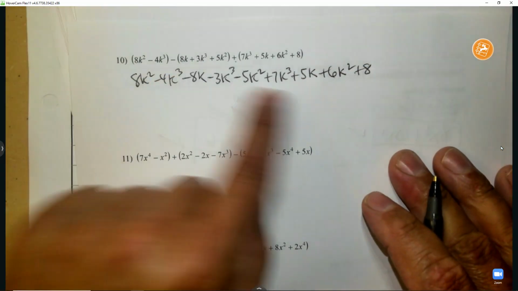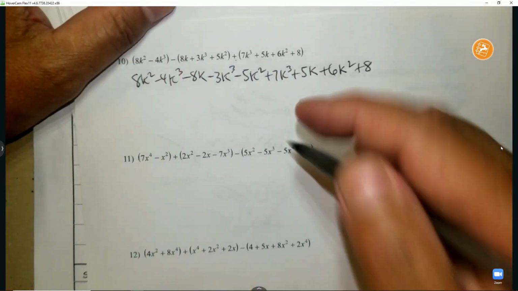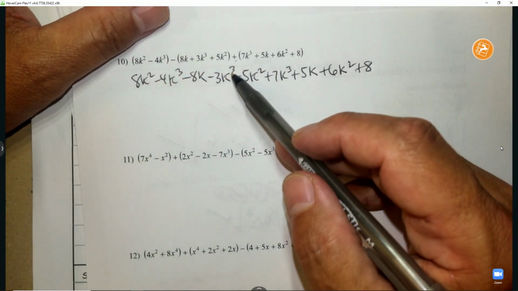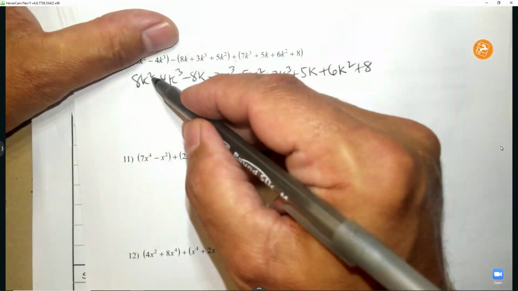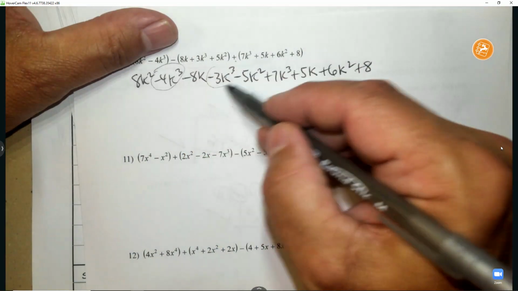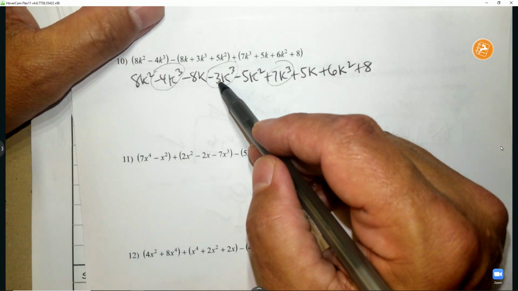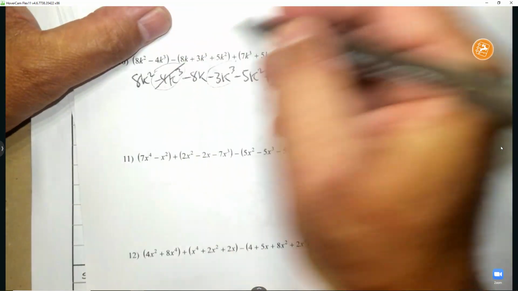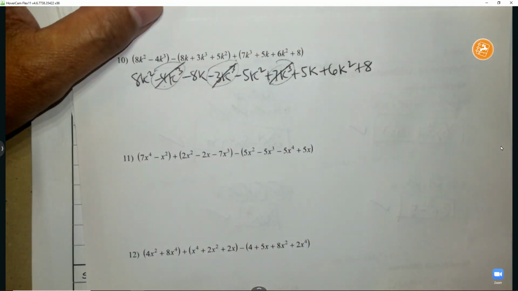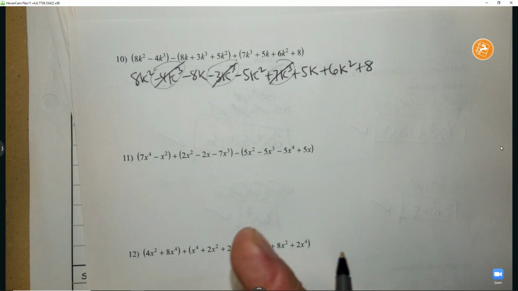All right, now we're ready. No parentheses, just combine like terms. So the variable with the biggest power is 3. So we have negative 4, negative 3, and 7. So that's negative 7 plus 7. Well, they completely eliminate because 7 take away 7 is 0, and we don't need to write that down.